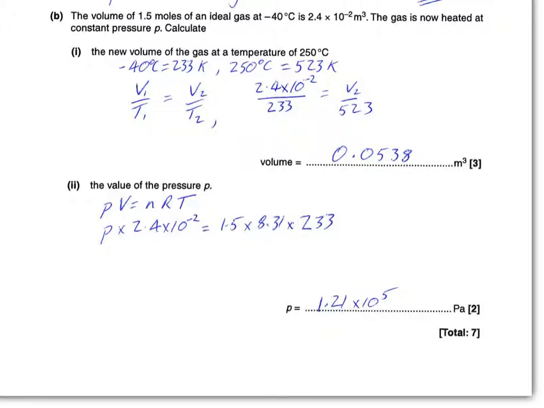You could, of course, have done it for the higher temperature and the larger volume. That would have worked fine. We end up at 1.21 times 10 to the 5.